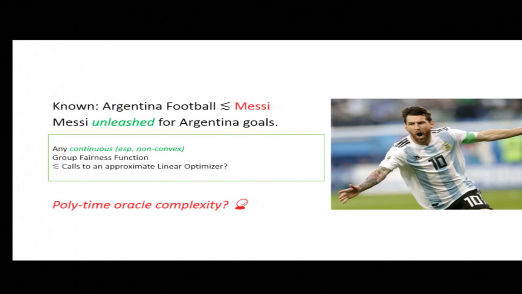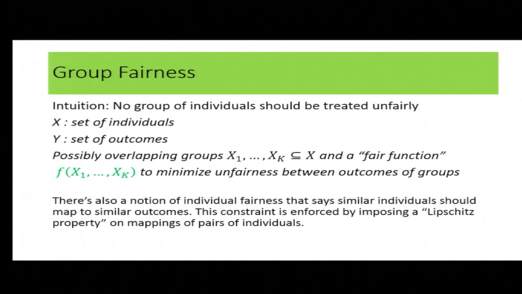And now the question we're trying to ask is, can any Lipschitz continuous GroupFair function reduce the calls to an approximate linear optimizer? And it turns out the answer is yes. And now I'm going to define what group fairness is. The intuition for group fairness is that no group of individuals should be treated unfairly. So if we have a statistic about a partition of the feature set, or a partition of all the members of a group, then we don't want the statistic to differ too much across groups. And I'm going to talk about specific GroupFair functions in later slides.